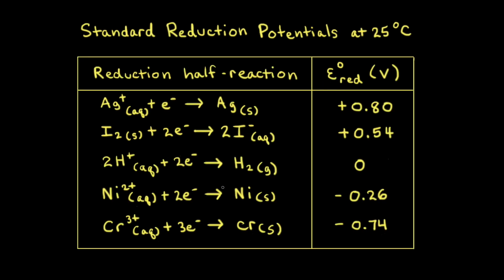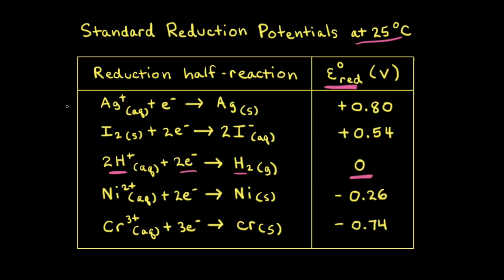And here's our table that shows standard reduction potentials for some reduction half reactions at 25 degrees Celsius. The standard reduction potentials or standard reduction voltages for these half reactions are all compared to the reduction of H+ ions. So 2H+ plus 2 electrons forming hydrogen gas has a standard reduction potential of exactly 0 volts.